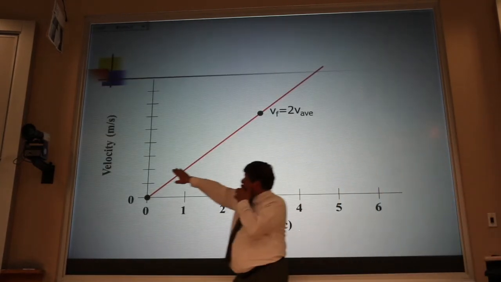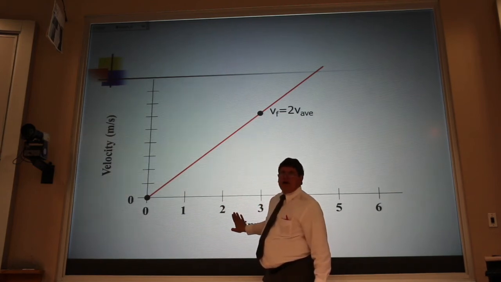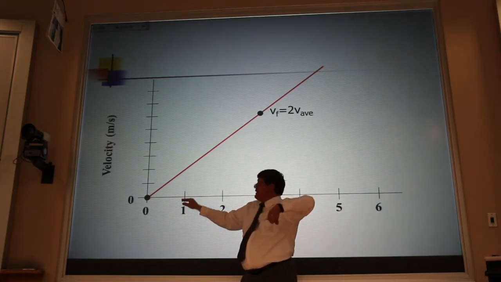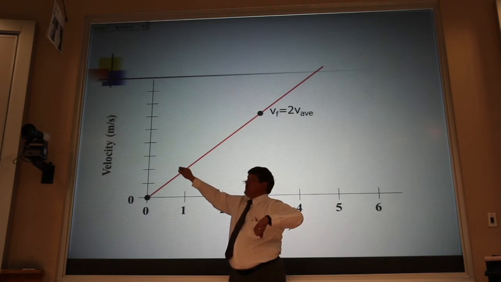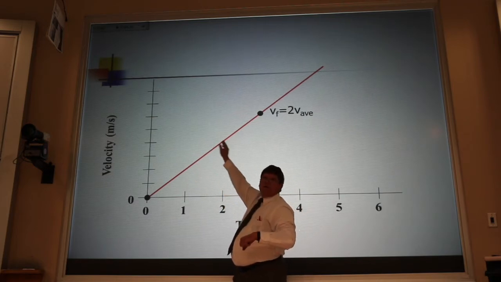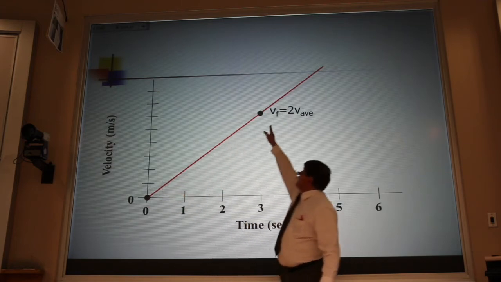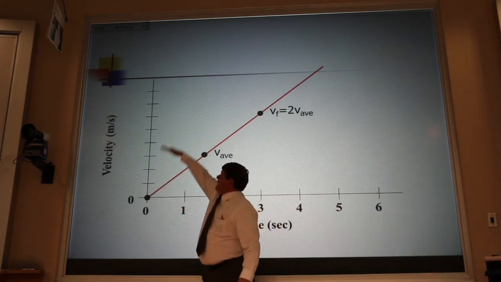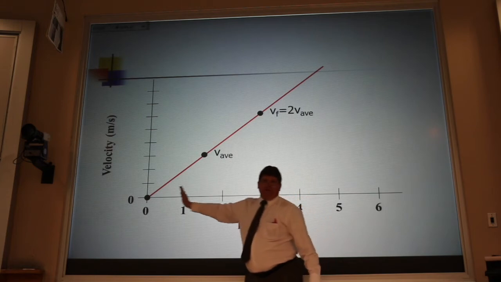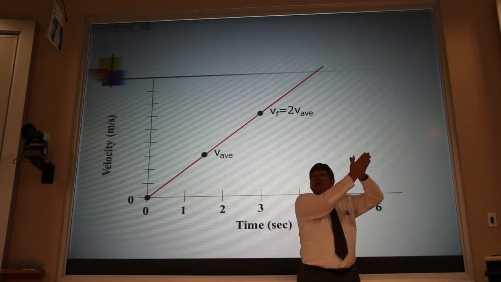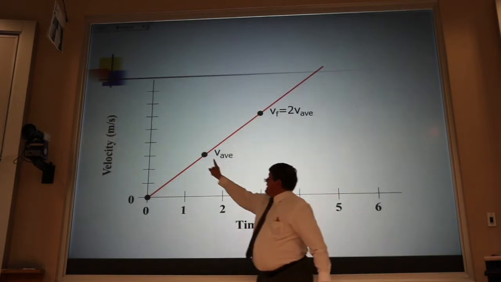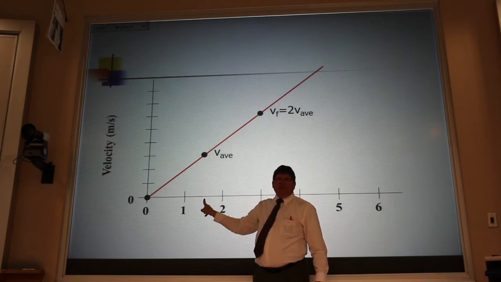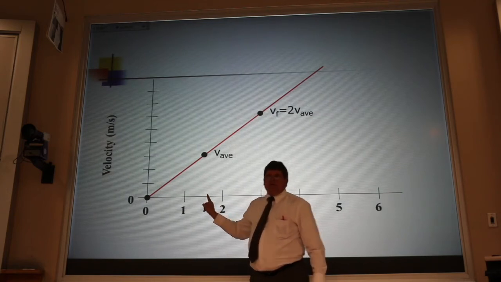If we look at this velocity versus time graph, we recognize constant acceleration by the straight line. That means that every second that ticks by on your speedometer, you increase your velocity by the same amount. Every second, you increase by the same amount. Now, going from 0 to twice the average is going to happen halfway in between. Not only halfway on this axis, but halfway on this axis. In other words, if this whole journey is 3 seconds, that average velocity is going to be the instantaneous velocity right at 1.5 seconds.